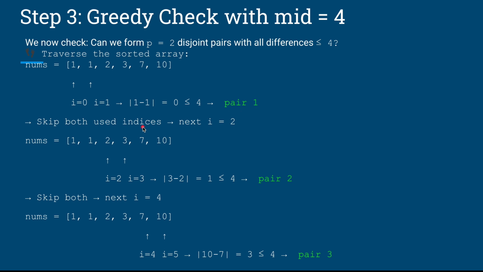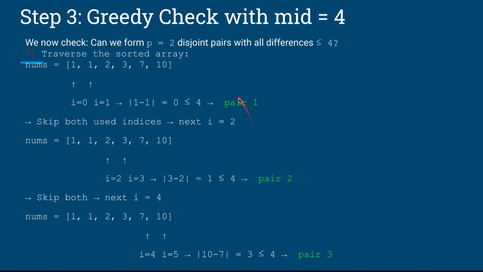Now skip both used indices. Next I is 2. Similarly, you perform these operations on the next ones: you traverse, skip the used indices and move to the next index. So you get these two indices for this pair, and you get the next pair, which is also valid. Like that you move to I equal to 4 and receive these two values.